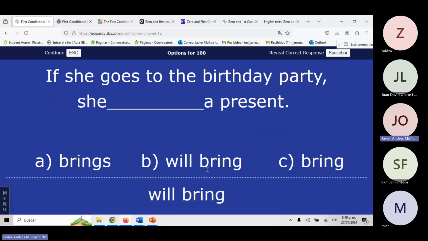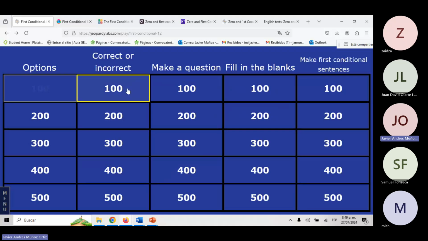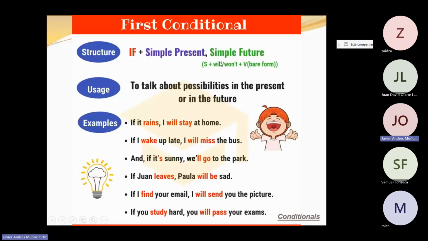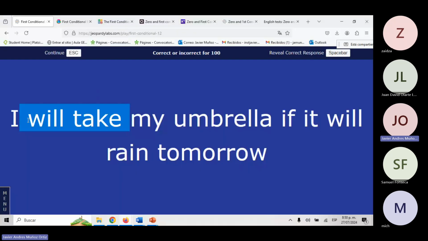Correct or incorrect? You have to tell me if the sentence has mistakes or not. If it's correct or not correct. I will take my umbrella. This is the effect. The effect is used with simple future tense. Therefore, until now, this is correct.